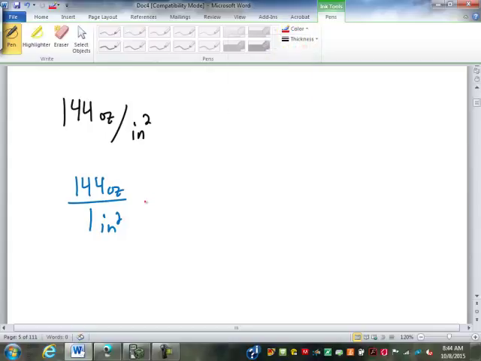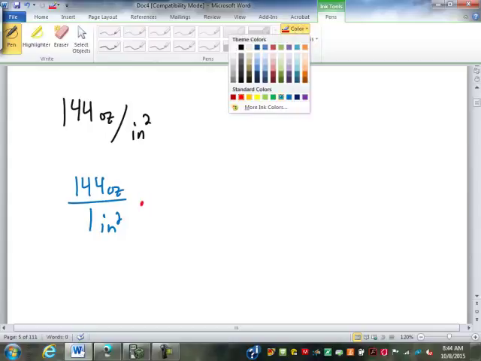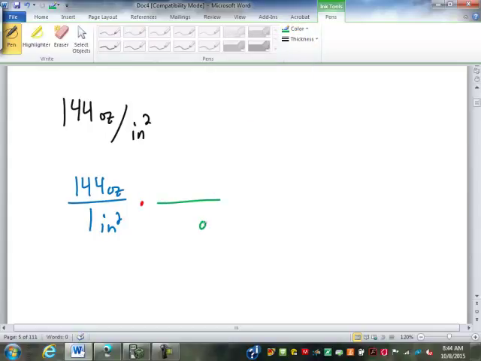Do we need to change the square inches? No, we need to change the ounces. So the ounces are going to go on bottom, so they cancel out. Going into pounds, 1 pound is 16 ounces. So 144 divided by 16 gives us 9 pounds over 1 square inch. So that's 9 pounds per square inch, PSI.